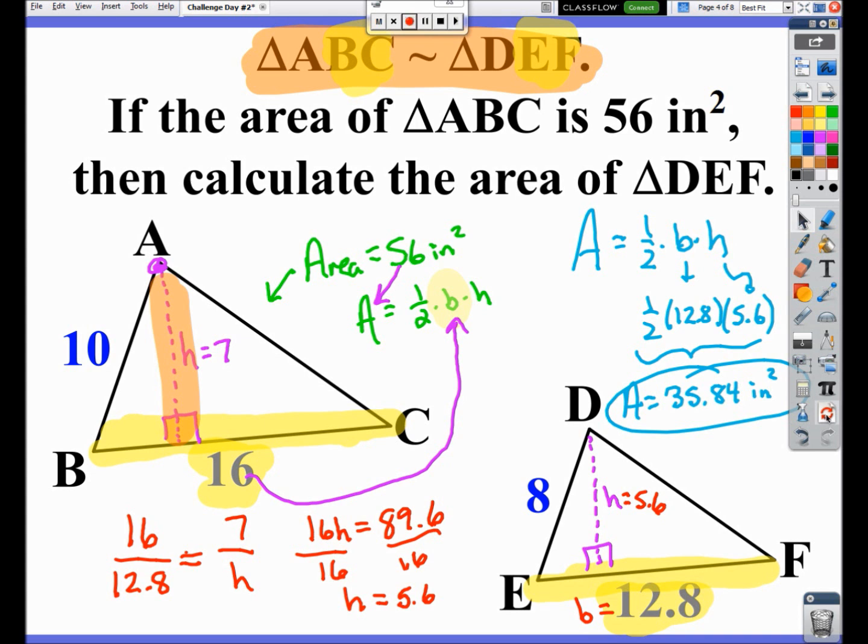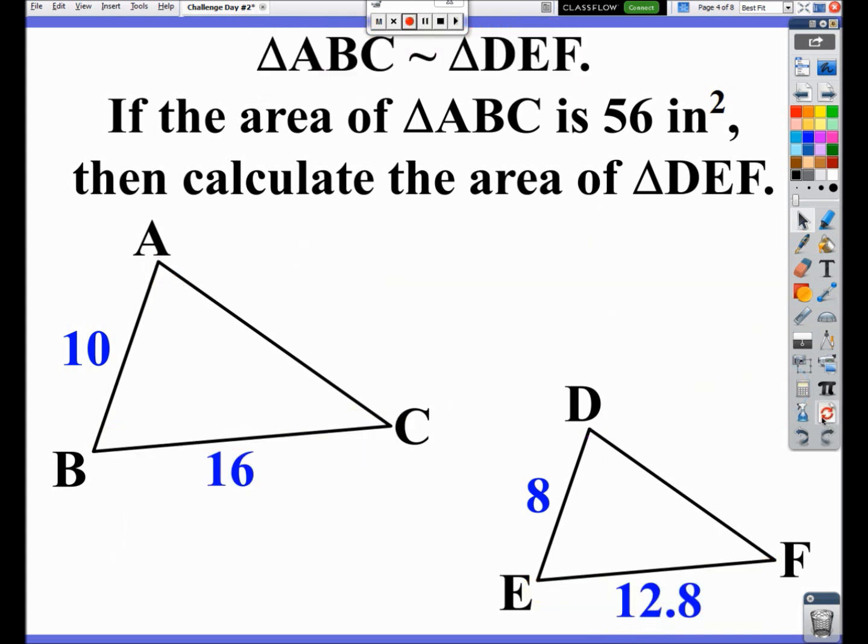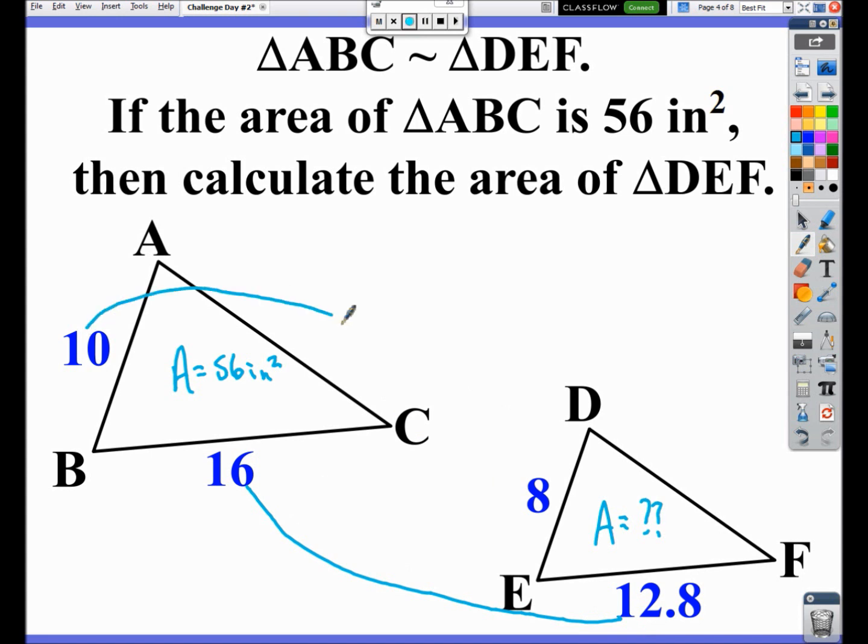Okay, so let me clear this off. We're going to start all the way over from scratch here. So we knew this area was 56 inches squared. We needed to figure out what this area was. Now, we can look at the side ratios. So we either have this 16 matches with this 12.8, or we haven't used the 10 and the 8. And I would maybe want to use the 10 and the 8 only because the 12.8 is a decimal. Let's be honest. So let's use the 10 and the 8 as a ratio.